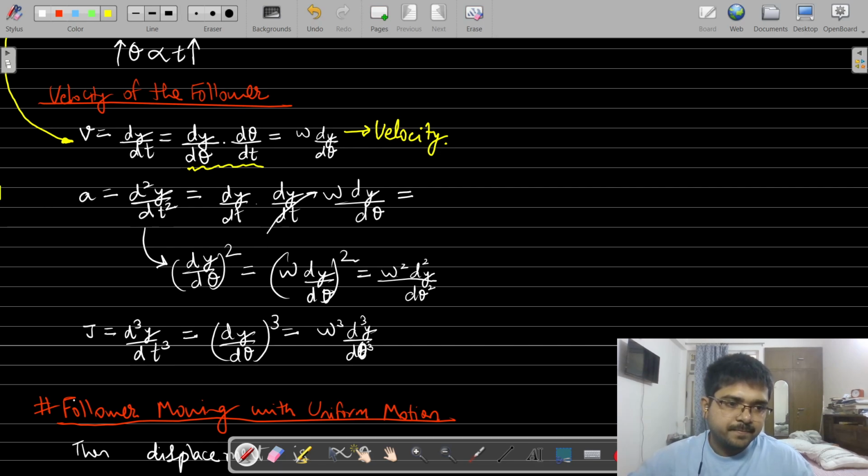Now acceleration. Acceleration A is equal to d square y by dt square, which is equal to omega square times d square y by d theta square. So we have known the acceleration.